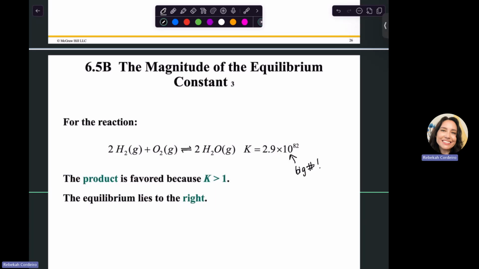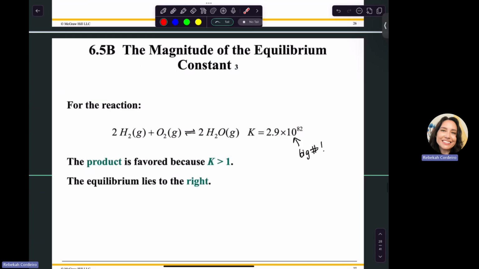Think about 10 to the 23, right? How big that is. How many times would you have to move that decimal to go 82 times? That's a huge number, right? So the equilibrium lies very strongly to the right. So if you put hydrogen and oxygen together, you are pretty much going all the way to water. You're not going to have a lot of going back to hydrogen and oxygen. And that's true. We don't really see water being broken down into hydrogen and oxygen unless you supply it with lots of electricity to break it apart.